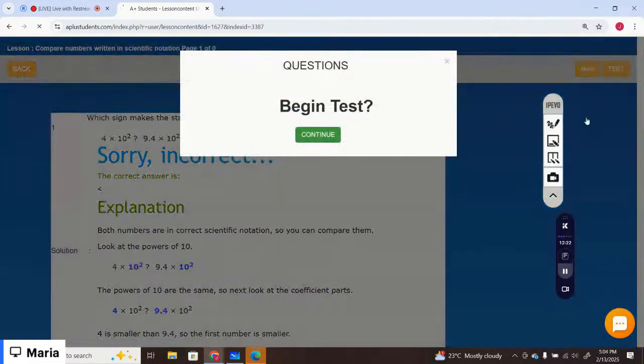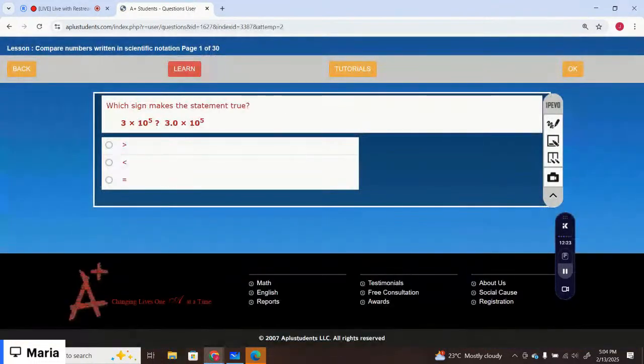Let's just start with the test questions. 3 times 10 exponent 5 and 3 times 10 exponent 5. They both are exactly equal.